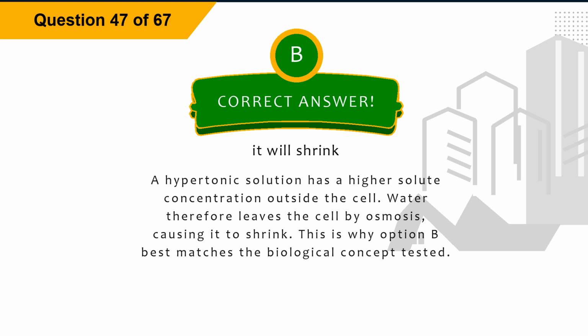Explanation. A hypertonic solution has a higher solute concentration outside the cell. Water therefore leaves the cell by osmosis, causing it to shrink.